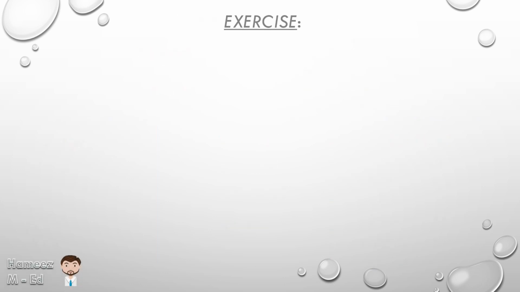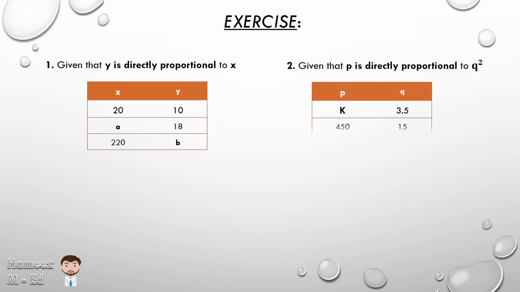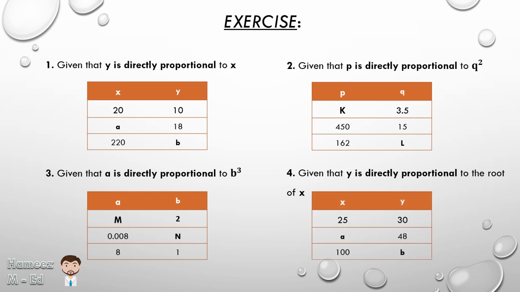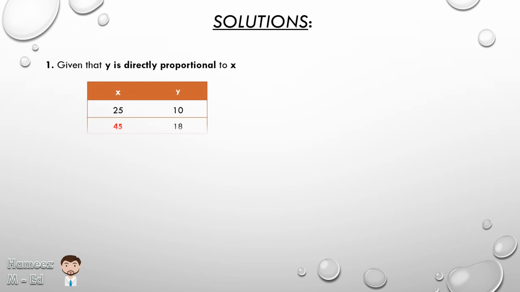We now have an exercise for you to practice with 4 questions for you to find the 2 unknowns in each one of them. Please stop the video and try and work out the 4 questions. When you are finished, restart the video and look on the next slide for the solutions. These are the solutions for the 4 questions that were given before.